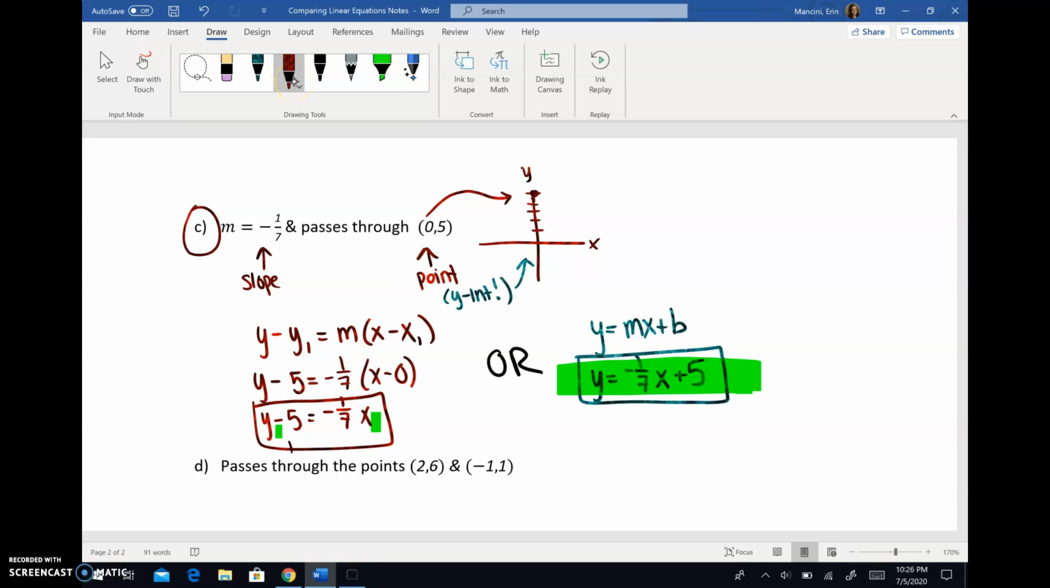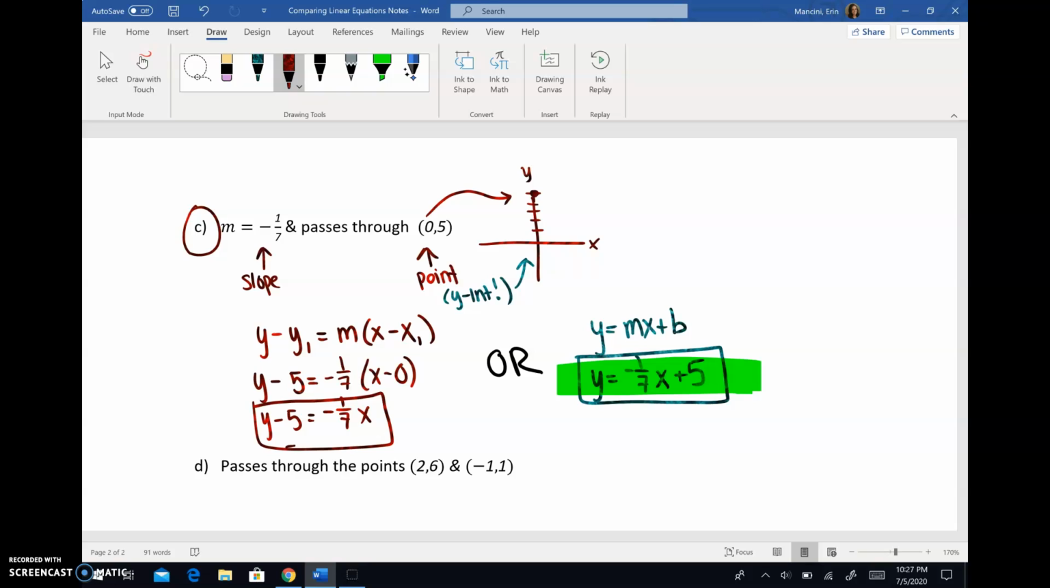If I move the 5 over, because subtract 5 and add 5 cancel each other out, that's gone, and you have negative 1/7 x plus 5, which is slope-intercept form. I wanted to throw that in there to show you that those are equivalent. They mean the same thing. They describe the same line, but they're in different forms.